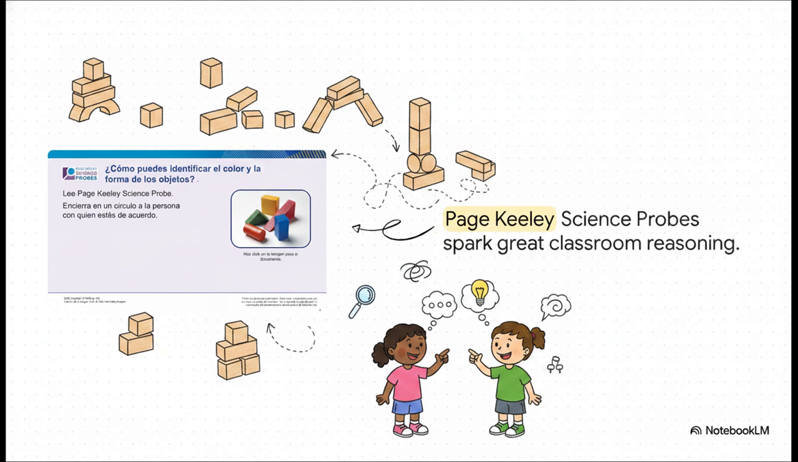Throughout these investigations, you'll be using Page Keeley science probes, like the ones featuring wooden blocks. These are fantastic tools to assess student reasoning early in the lesson. The key here as a teacher is to hold back. Do not reveal the correct answer right away. Seriously, let them debate, let them reason, and let their own findings from the investigation change their minds.